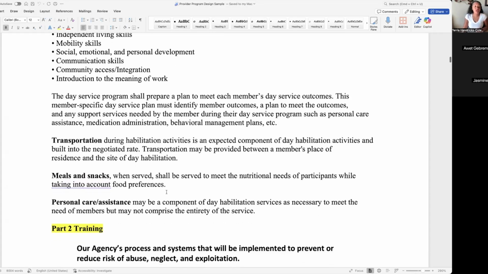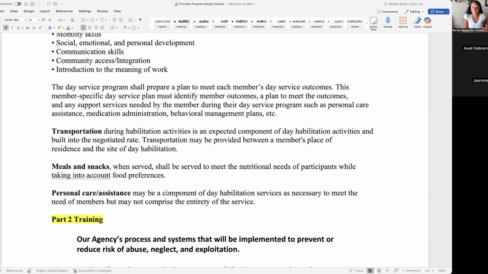Okay, so personal care assistance, this is something that we are expected to do. It is not an additional reimbursement or additional service. So if you're providing assistance in the bathroom, helping your clients change, you do not get reimbursed for this service. However, you can negotiate the reimbursement rate. So there are going to be levels. I want to ask both of you, have you looked at the reimbursement rates already?